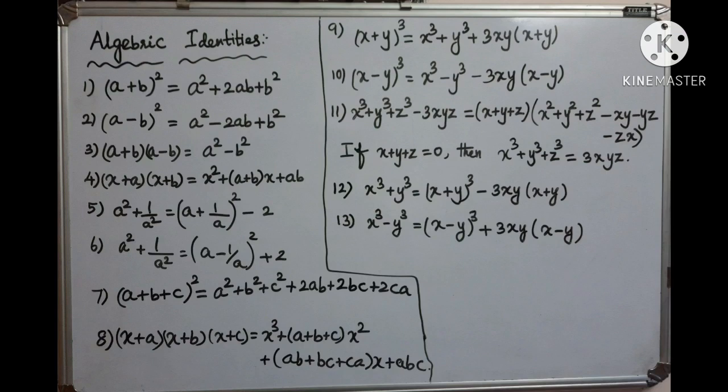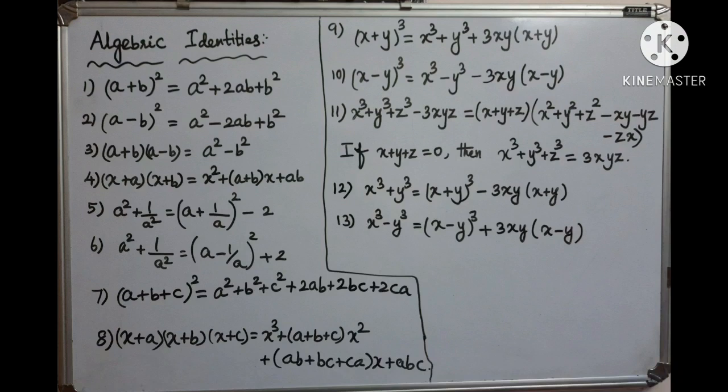Algebraic identities. (a plus b) the whole square is equal to a square plus 2ab plus b square. (a minus b) the whole square is equal to a square minus 2ab plus b square. (a plus b) into (a minus b) is equal to a square minus b square. (x plus a) into (x plus b) is equal to x square plus (a plus b) into x plus ab. These four formulas you already studied in your previous classes.